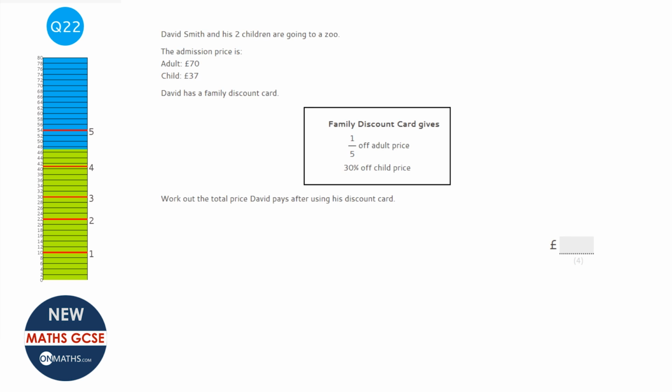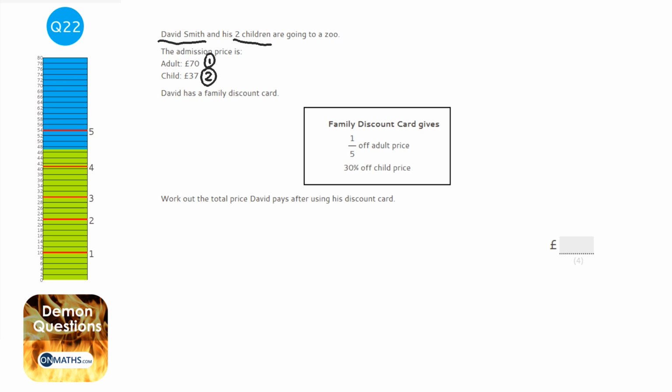Okay, so this question's about an adult and 2 children. So we've got David Smith and 2 children. So there's 1 adult and 2 children. But the prices shown are not quite right, because there's a discount. There's a 5th off adult price and 30% off the child price. So let's work out the adult price first.